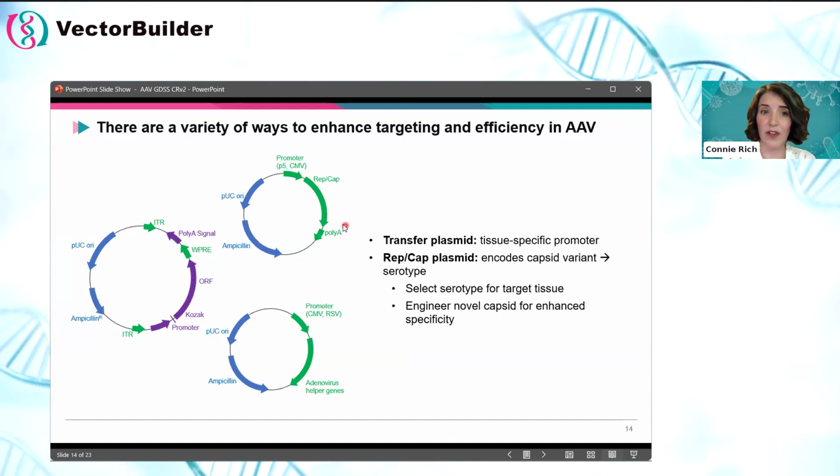Additionally, we can make a number of different optimizations on both of our other packaging plasmids, but we're really going to be focusing today on our RepCap plasmid right here. Because not only can you choose a capsid variant that is going to be a serotype that allows you to target the tissue you want, you can also engineer a novel capsid for greatly enhanced specificity.